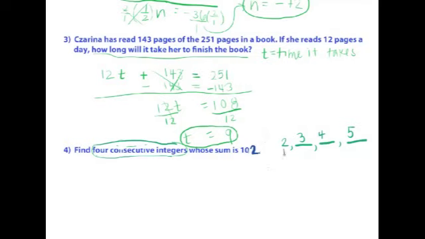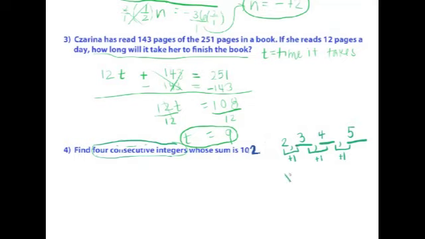And how would you get from here to here? How would you get from 2 to 3? You would add 1, right? And how about from 3 to 4? Add 1. 4 to 5? Add 1. So basically, to get from one number to the next consecutive one, you would be adding 1.